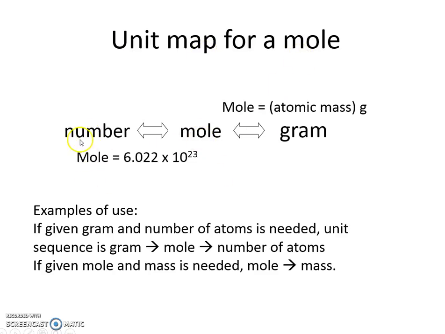Number always goes to mole. This is a number of atoms or a number of molecules, always goes to mole, and mole can go to gram using the atomic mass in grams. So here's an example of how you would use this. If the problem gives you gram and you need the number of atoms, you know you have to go gram to mole and then to the number. If mole is given and you need to go to grams, you can see it's a one-step conversion that you can do directly. It's really helpful to write this down while you're first starting to figure out how to do these problems so that you can keep in mind what the relationship is between the units.